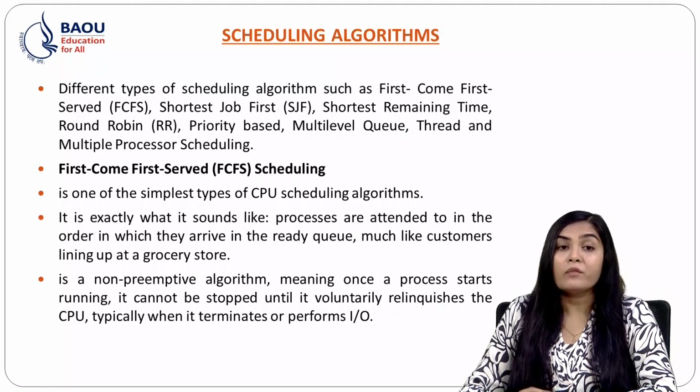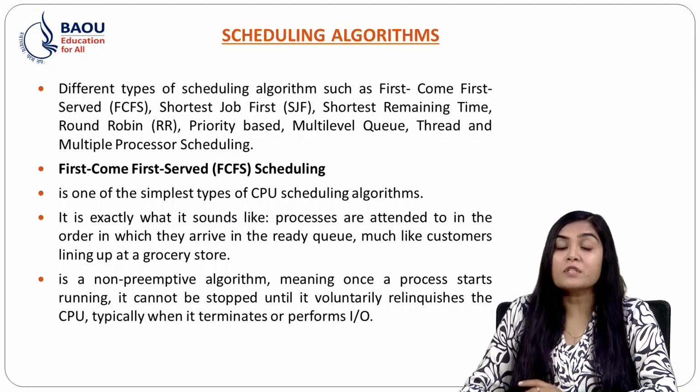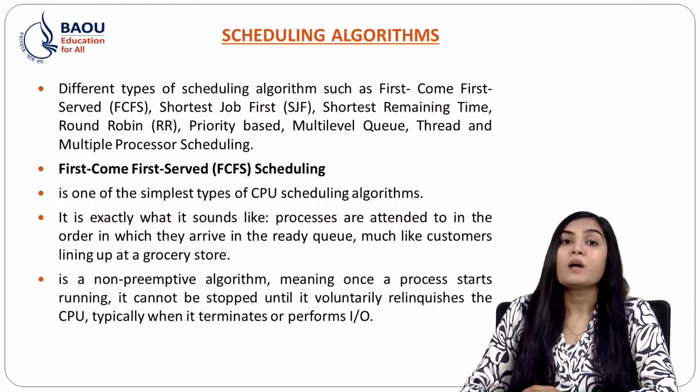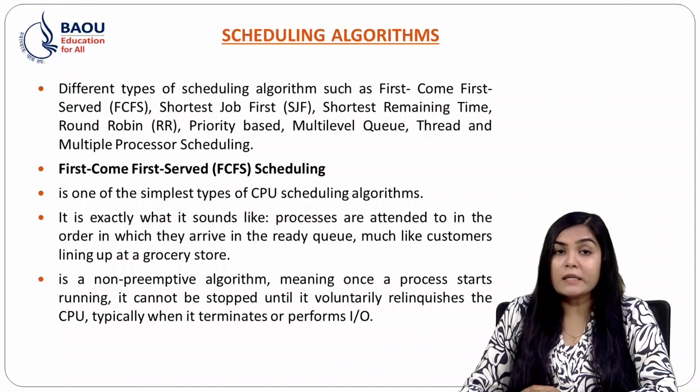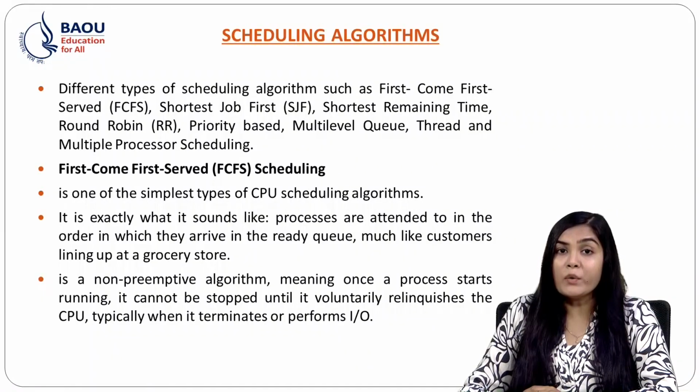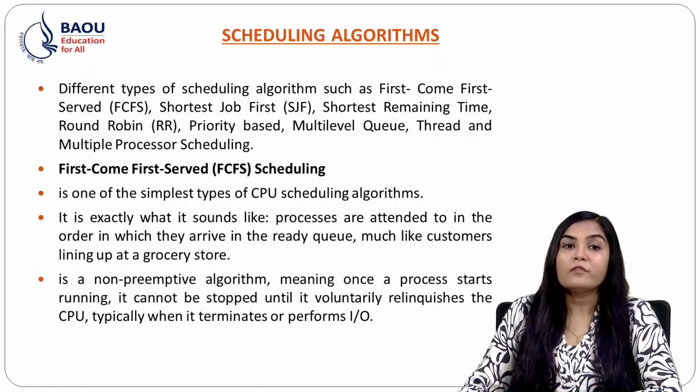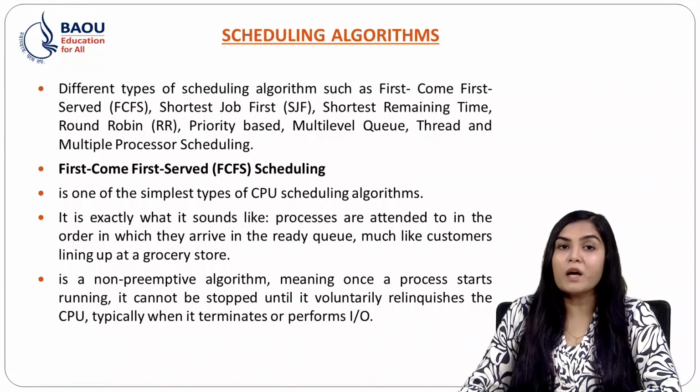In this section, we will discuss different types of scheduling algorithms such as first come first served, which is known as the FCFS algorithm. Next one is shortest job first, short form is SJF. Next algorithm is shortest remaining time, and next one is round robin, which is short form of RR algorithm. Next algorithm is the priority based algorithm.